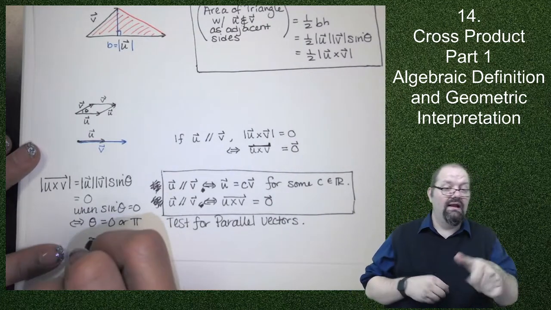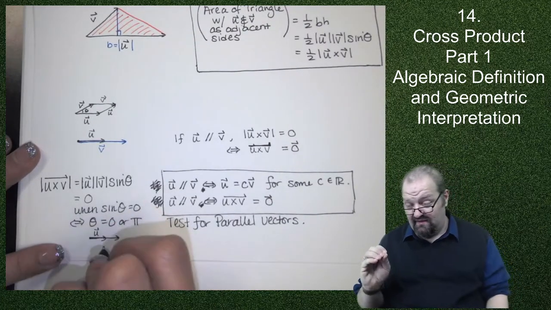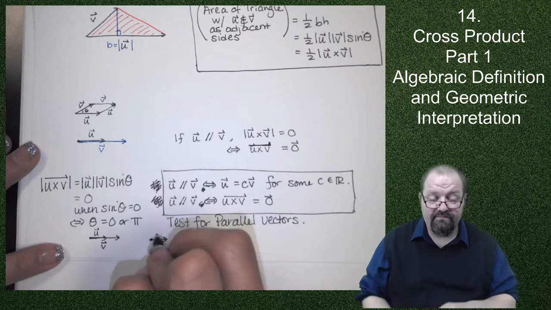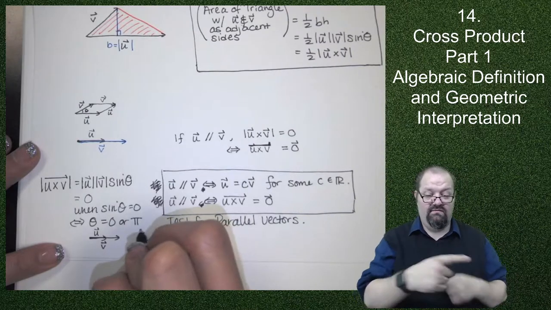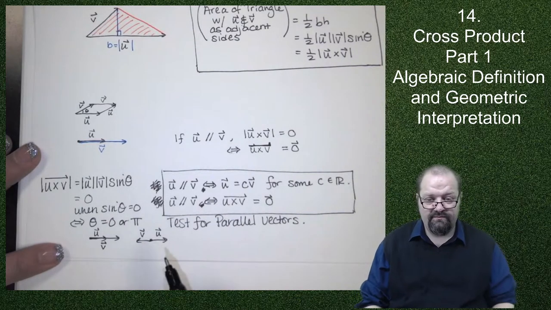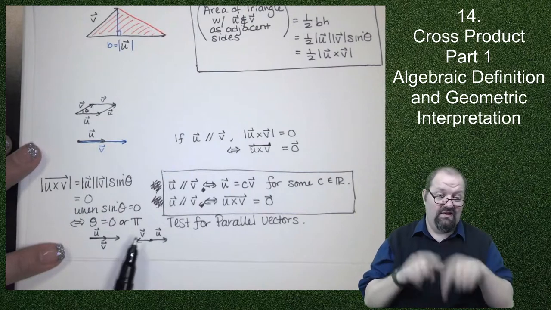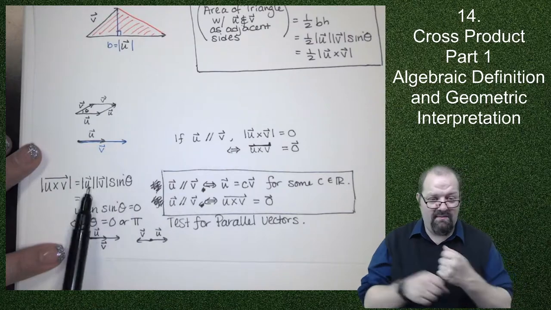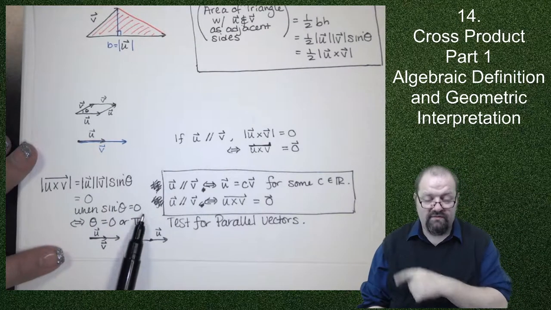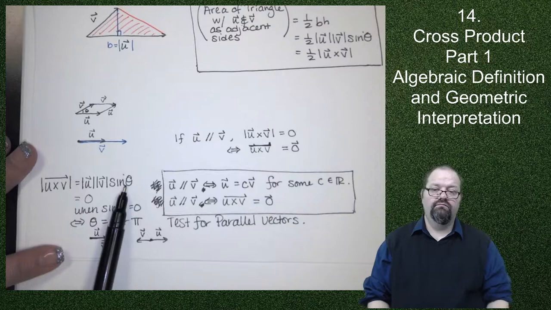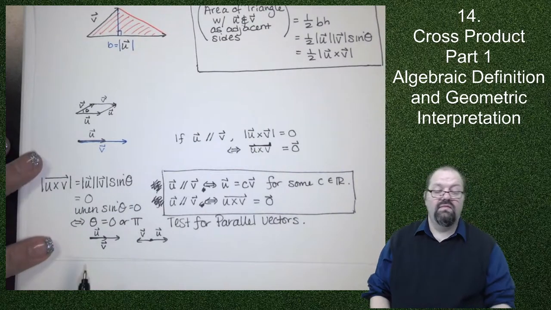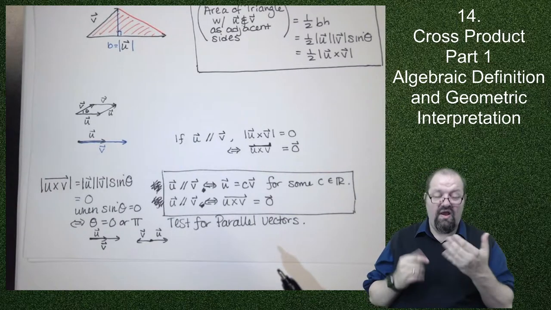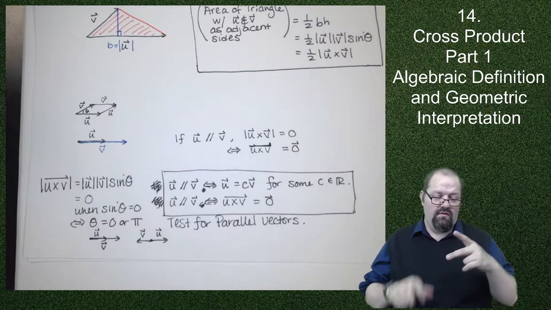That means if it's 0, the vectors u and v are pointed in the same direction. If the angle between the two vectors is pi, u is going one way, v is going the other way. But either way, we can't make a parallelogram out of that or that. So the area of the parallelogram is 0. Also, I can just plug in these values for theta and get 0. So there are a lot of different ways of looking at this, but just know we've got another test for parallel vectors.